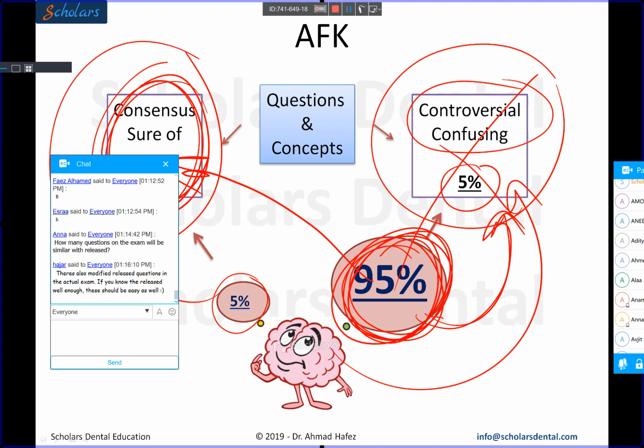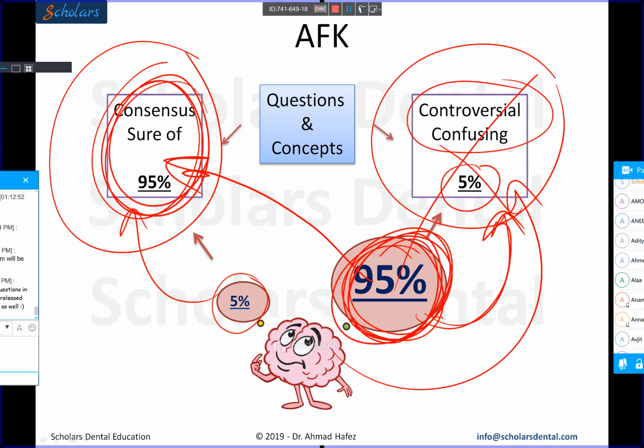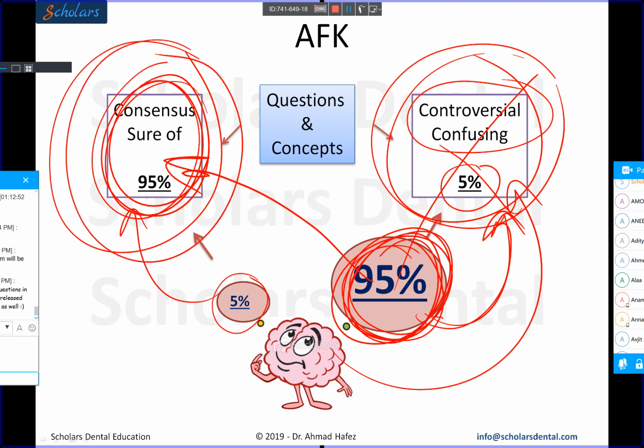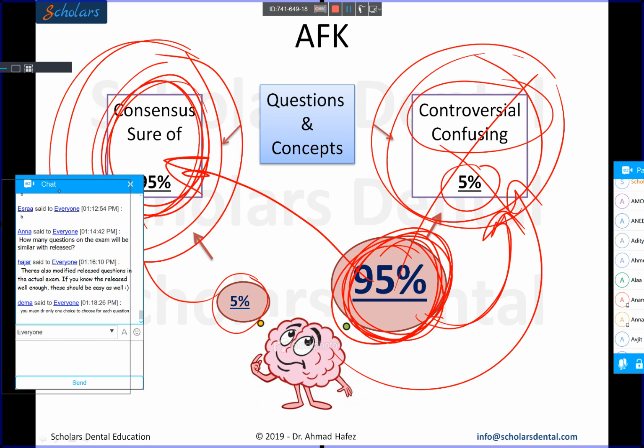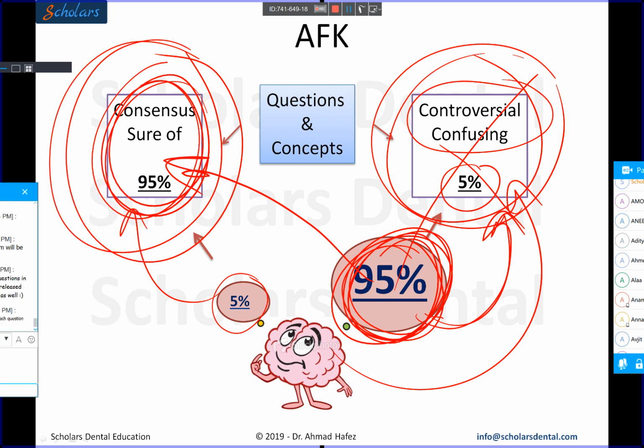This is one of the most common mistakes I see people doing, and why people waste their time. When they get to the exam, they're surprised that the 5% actually doesn't really come. And if it does, it's probably one or two questions, and most of the questions from the 95% they've forgotten, and they can't remember, and they make mistakes in them. This is the problem. Do you guys get the point?